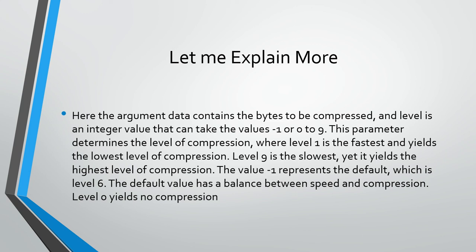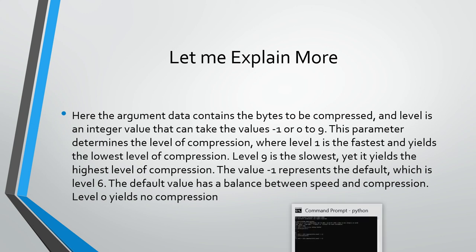This parameter determines the level of compression, where level 1 is the fastest and yields the lowest level of compression. Level 9 is the slowest, yet it yields the highest level of compression. And the value -1 represents the default, as I told you before, which is level 6. The default value has a balance between speed and compression.